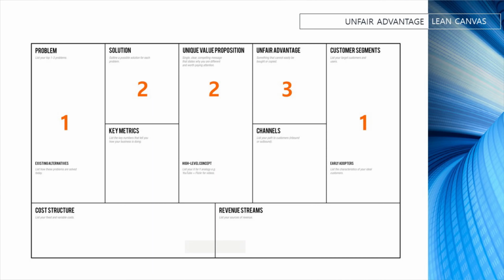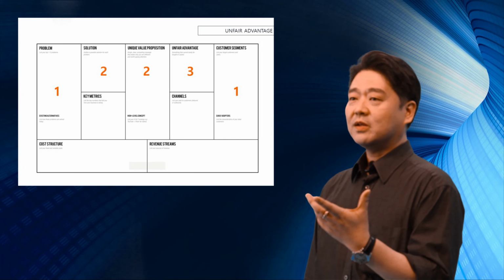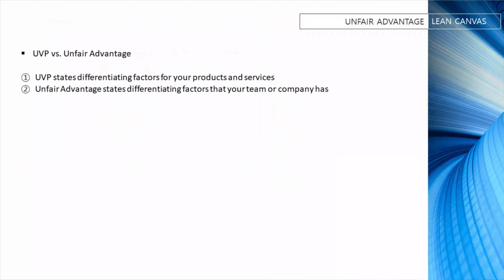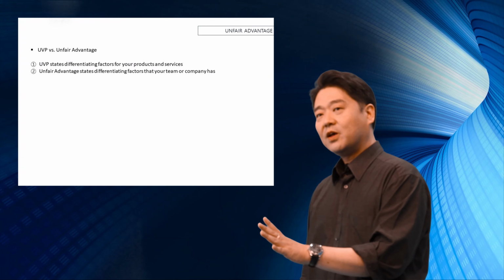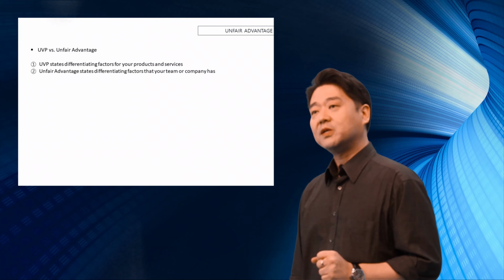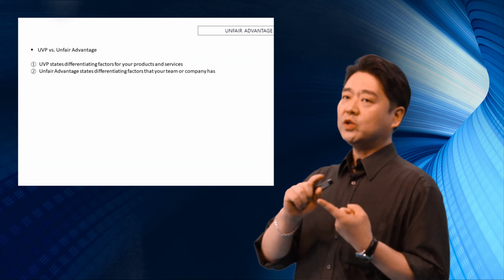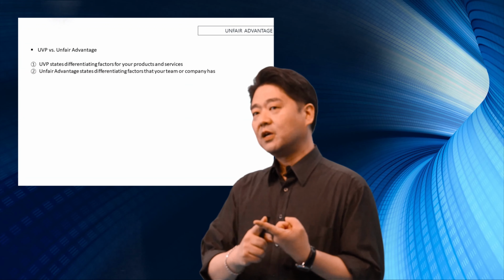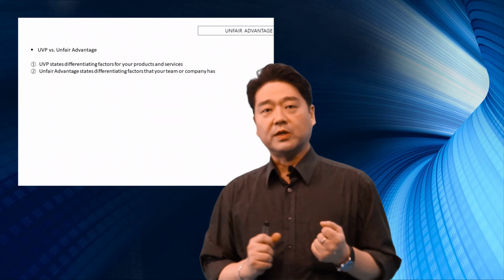Okay, then the next is unfair advantage. Unfair advantage, as we talked about last time, it's about you, not the product. And I wrote it down here. UVP, unique value proposition, states differentiating factors for your products and services. Unfair advantage states differentiating factors that your team or company has. Okay, I'll say this one more time so you won't forget. Unique value proposition is about your products and services. Unfair advantage, it is about you and your company.